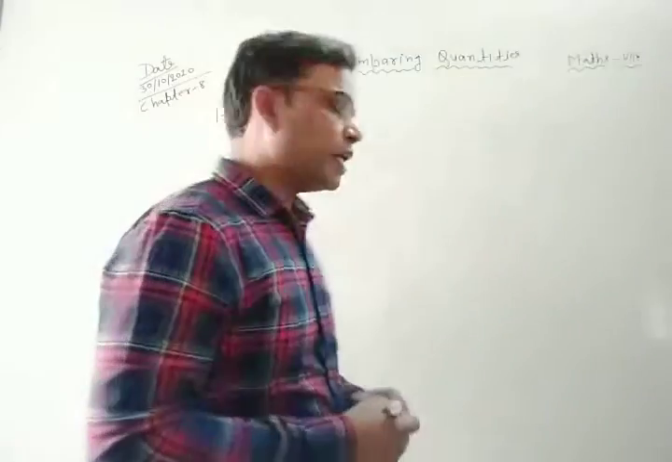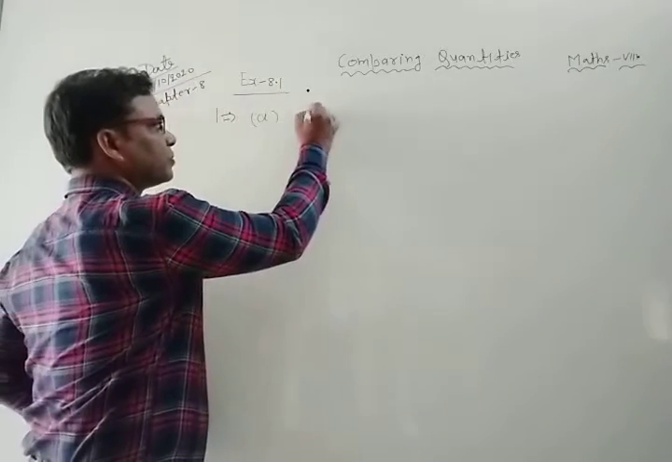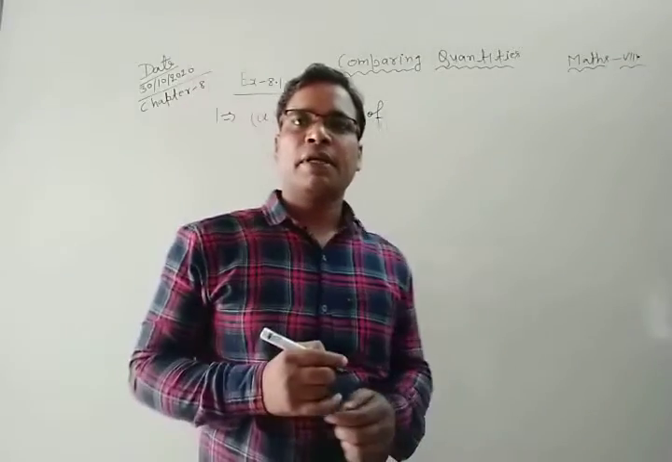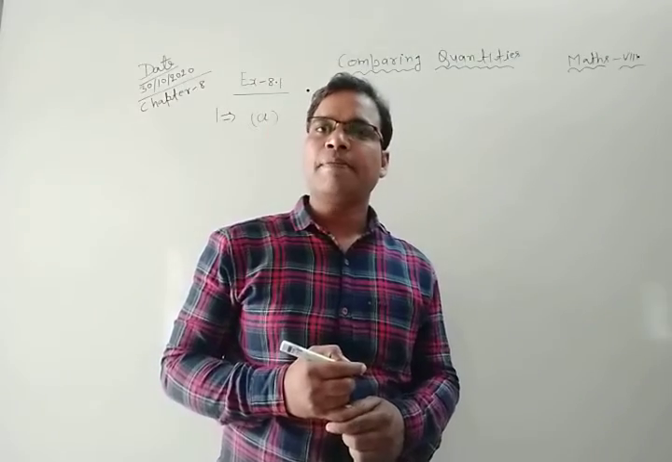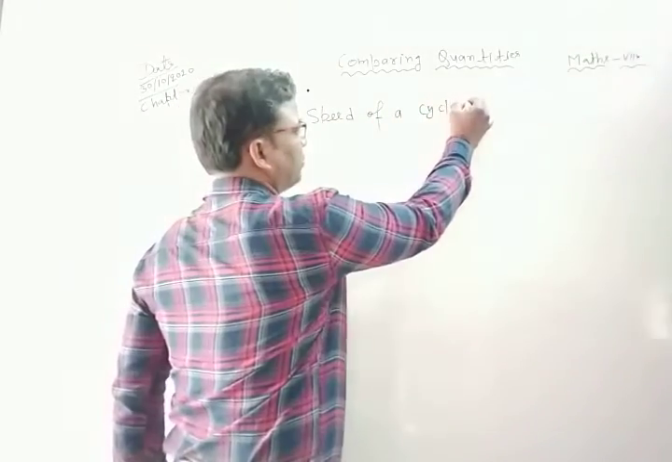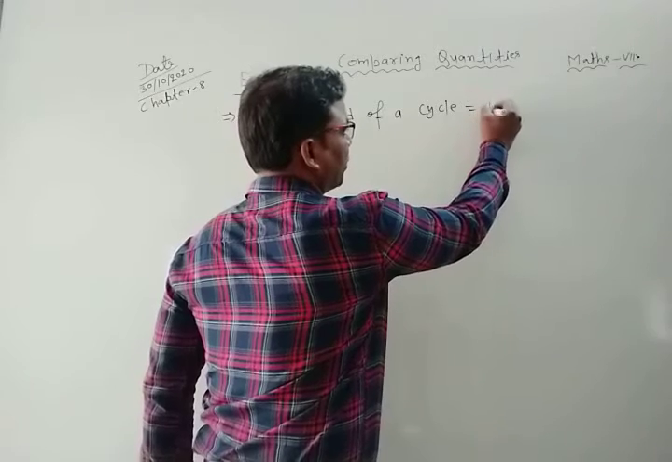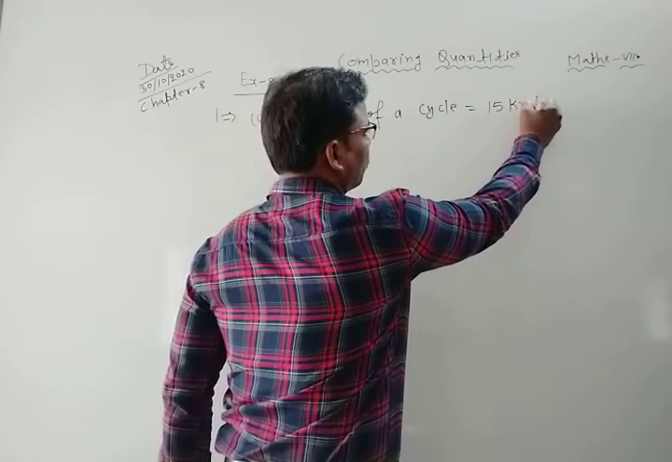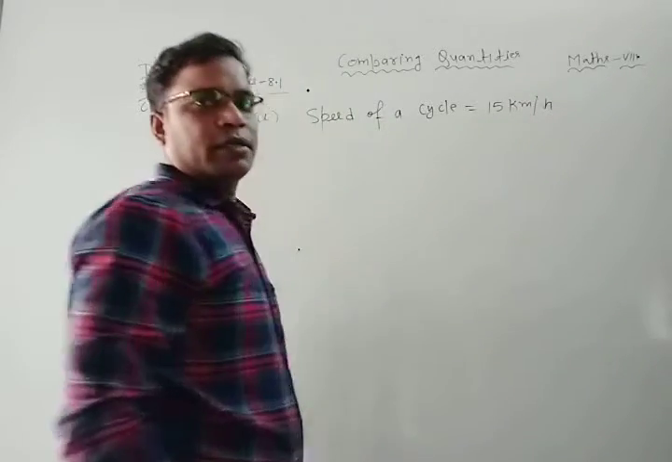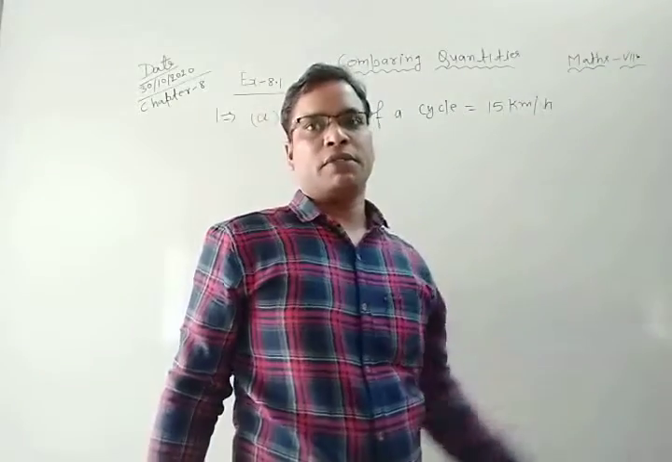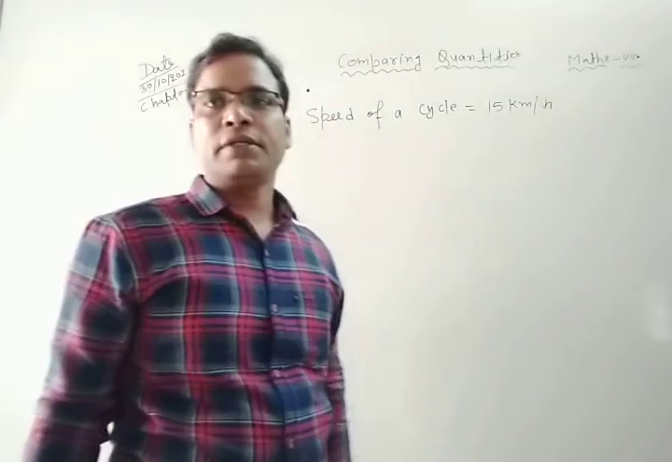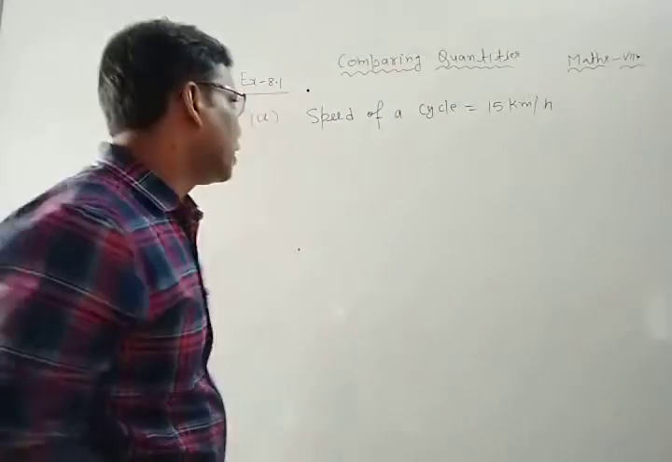Okay. So first we write here, speed of cycle is given, 15 km per hour. This is given here. Km is kilometer, per hour. So speed of cycle is given 15 km per hour, and speed of scooter is also given here.